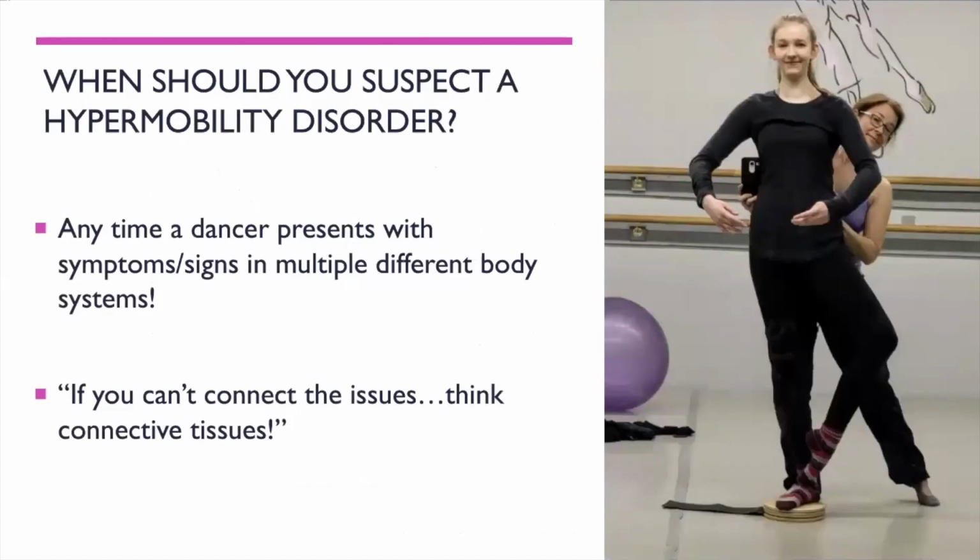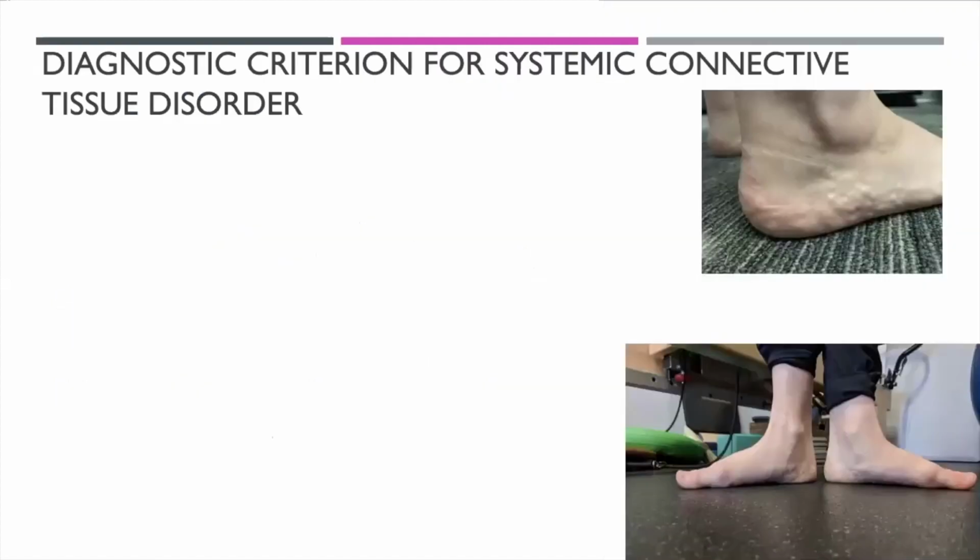So here's a picture of Jen with one of her dancers who has Marfan syndrome. And so anytime a dancer presents with multiple signs and symptoms in multiple different bodily systems, we want to think, could this dancer potentially have a hypermobility disorder? And there's a saying, if you can't connect the issues, think connective tissues. So what are some of the criteria for systemic genetic connective tissue disorders?